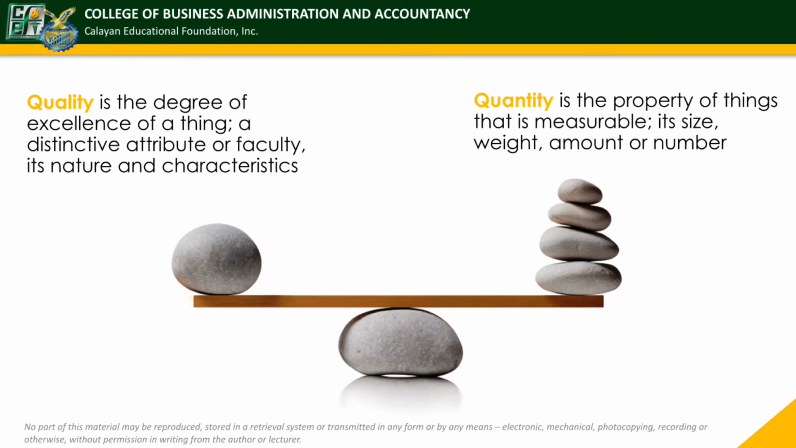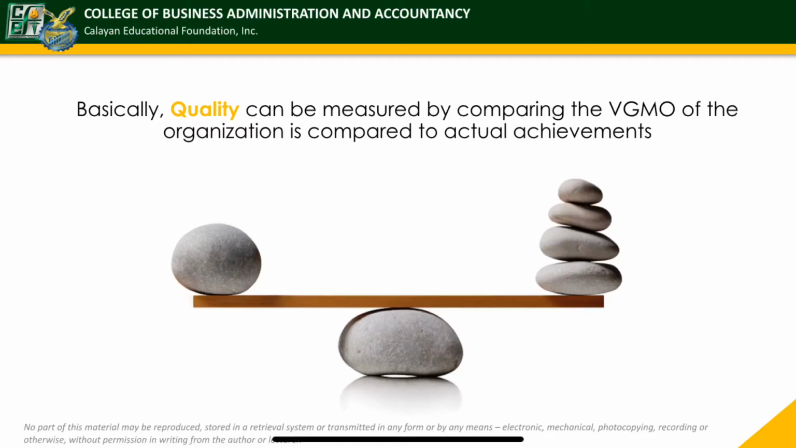Quality is the degree of excellence of a thing, a distinctive attribute or faculty, its nature and characteristics. Quantity is the property of things that is measurable, its size, weight, amount, or number. It should be balanced in all sense because the number of production must have equivalent quality applications, which should be reliable and consistent. And the basic way to quantify the quality efforts is to have a systematic comparison of BGMO, or vision, mission, goals, and objectives to actual achievements of the organization.